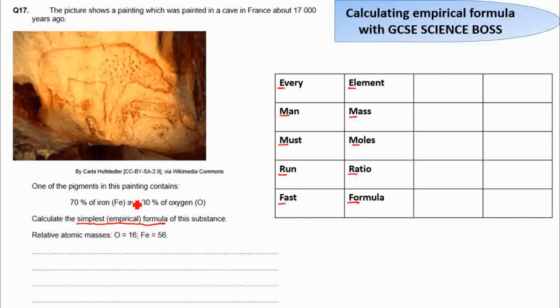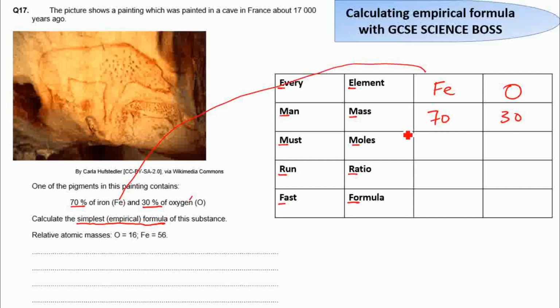So, quickly, what are our 2 elements involved in the question? We have iron, Fe, and we have oxygen, O. Then our masses. Our masses are equivalent to the percentages, always. So we have 70% there, and we have 30% there.